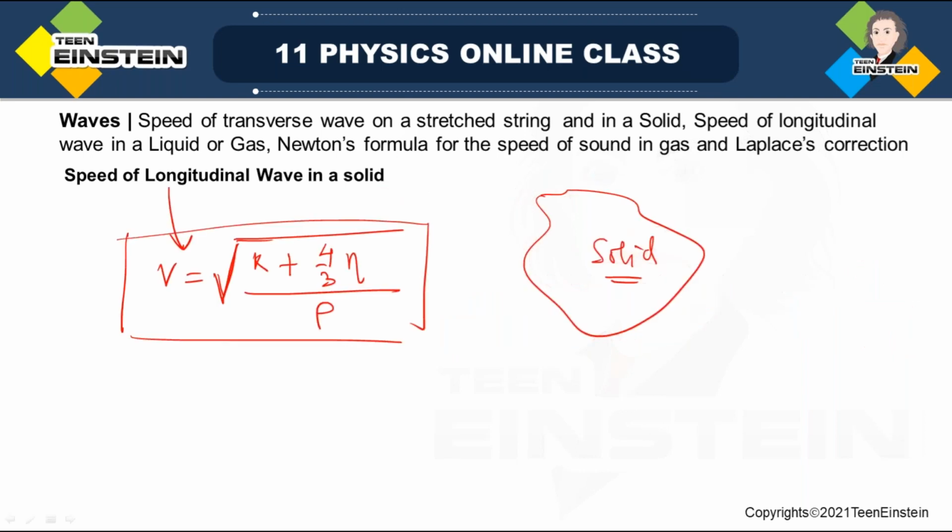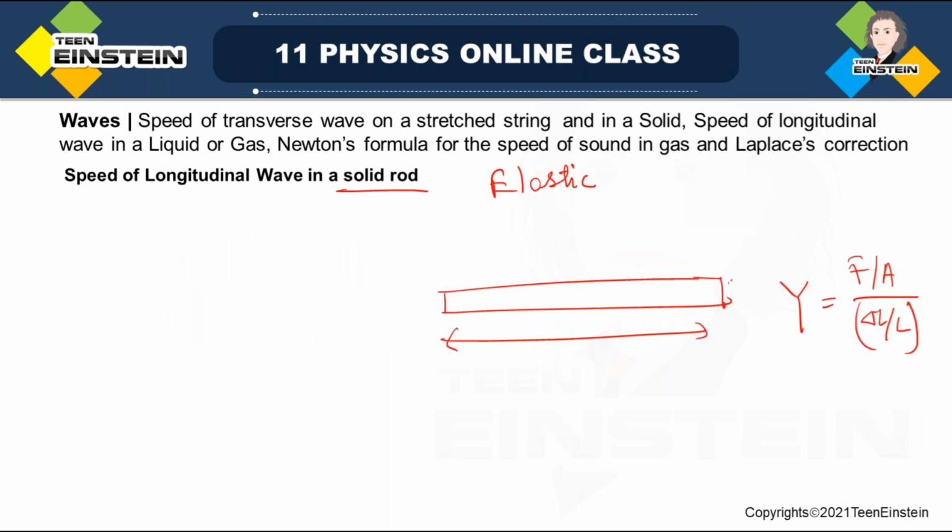Okay, in general, if we take the solid, this is the expression for the speed of the longitudinal wave within the solid: kappa plus 4 by 3 eta, whole divided by rho. Rho is the mass density again. Okay, now if we take a rod, then you have to just consider the Young modulus for the elastic properties. Anyway, the modulus has the same dimension, and again you have to consider the inertial part.